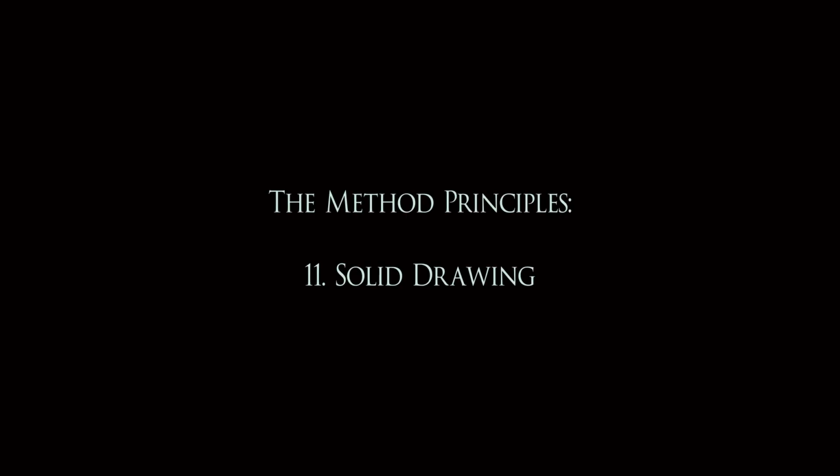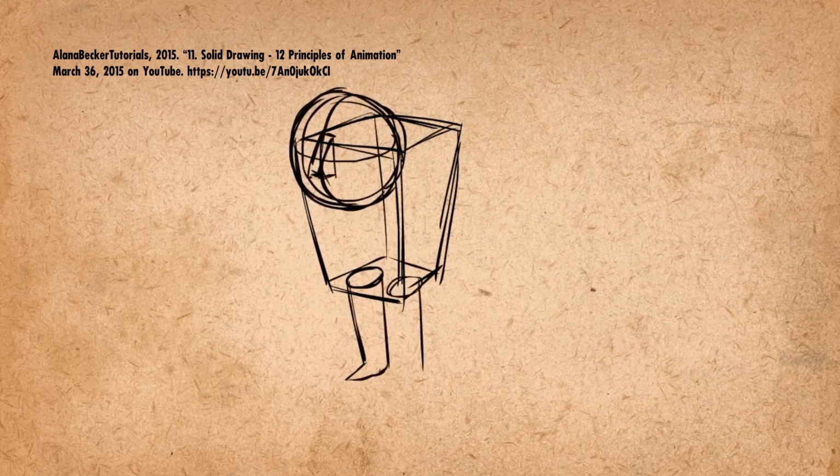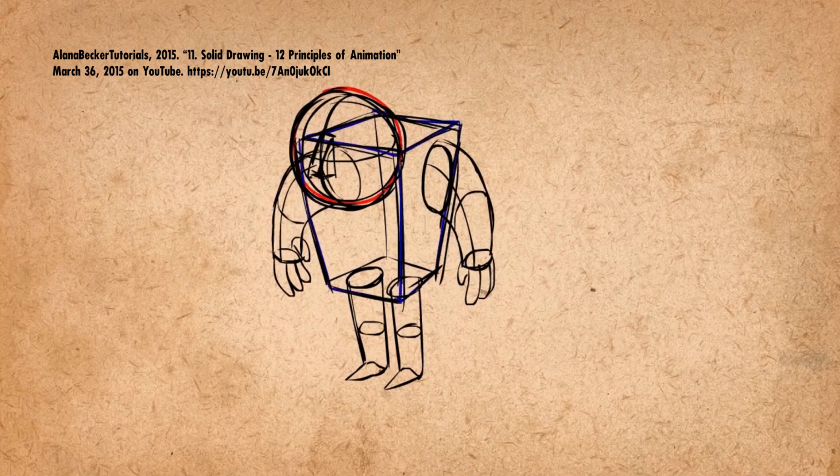The method principles. Number 11. Solid drawing. The basic principles of drawing form, weight, volume, solidity, and the illusion of 3 dimensions apply to animation. Solid drawing allows the creation of an illusion of 3D space for the animation.